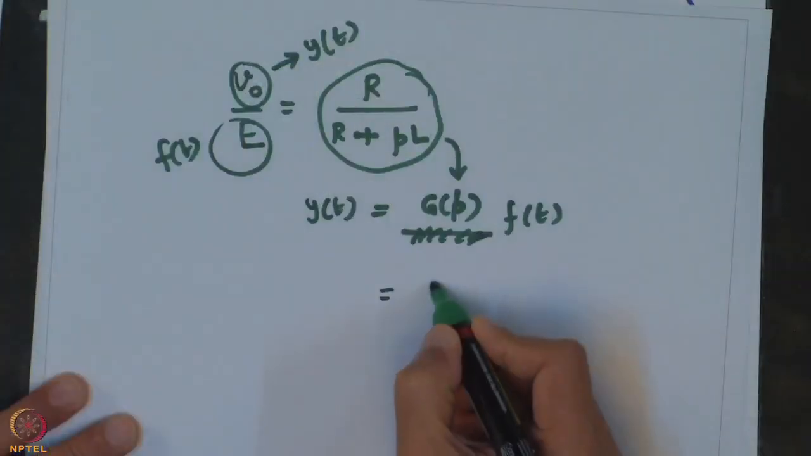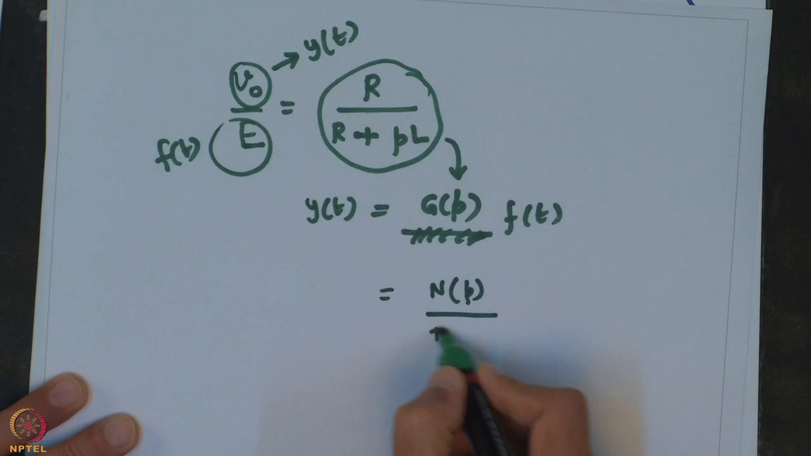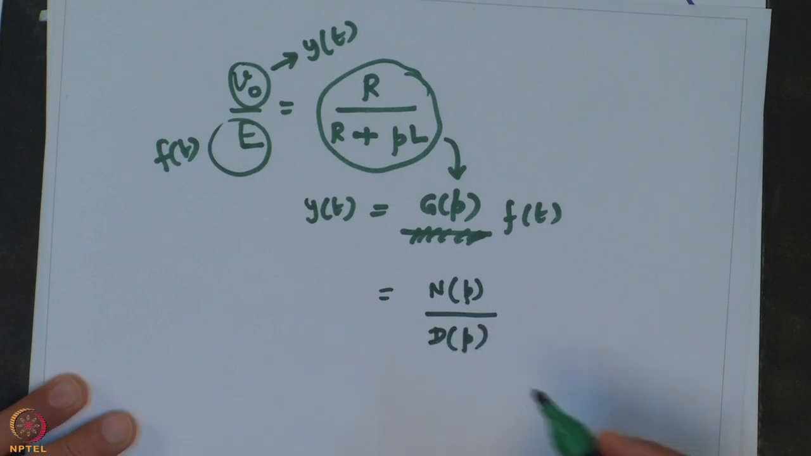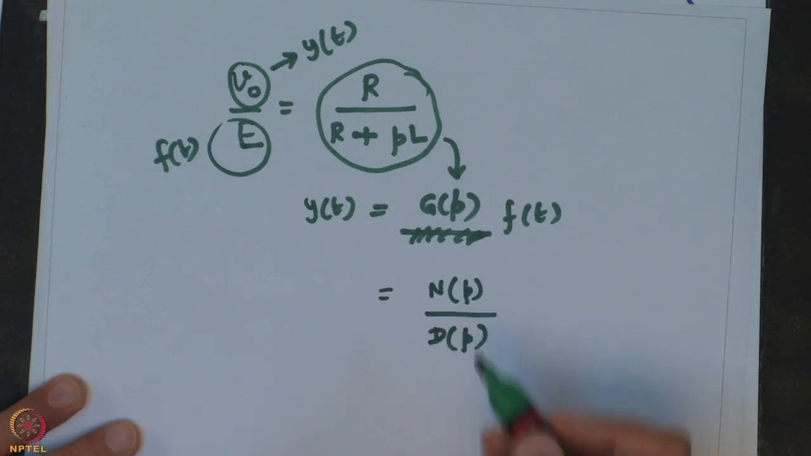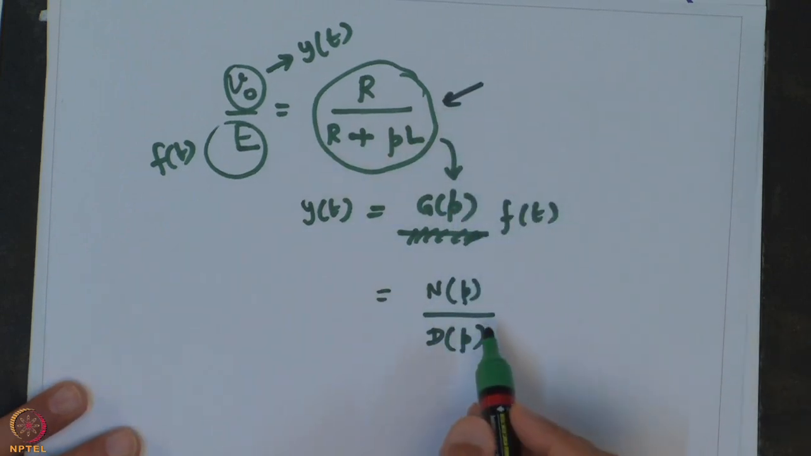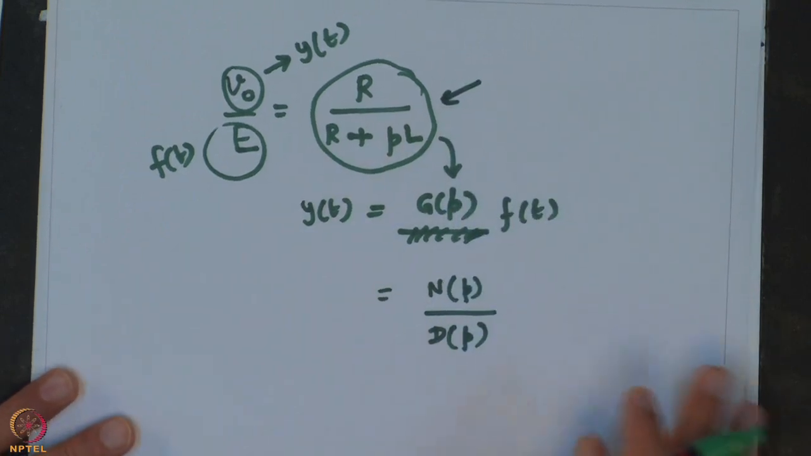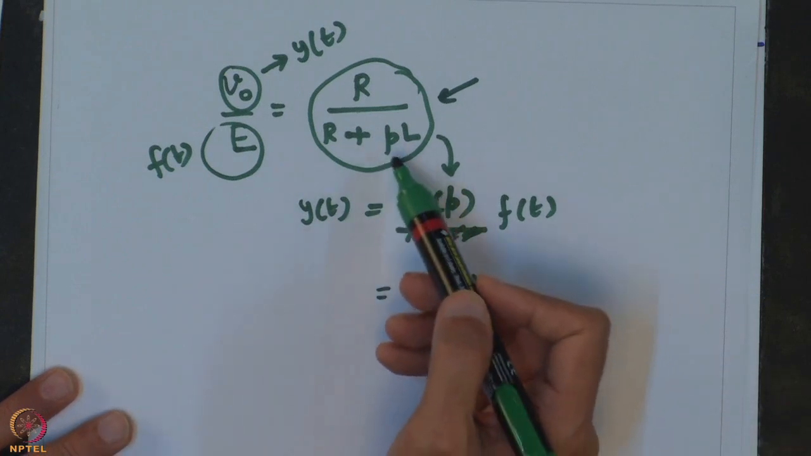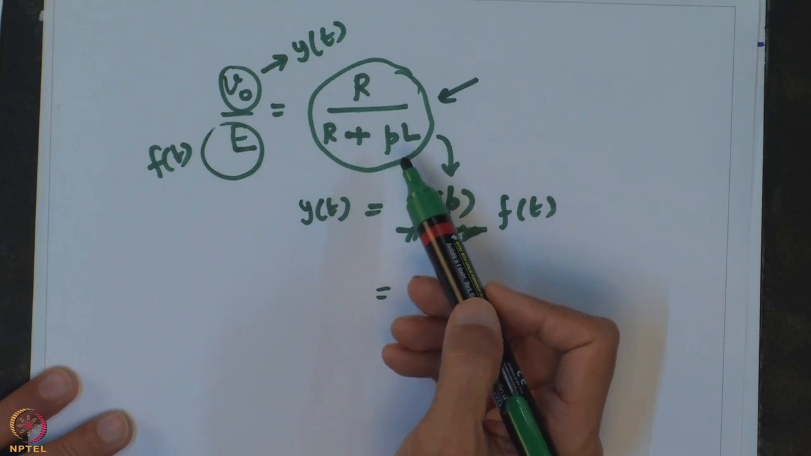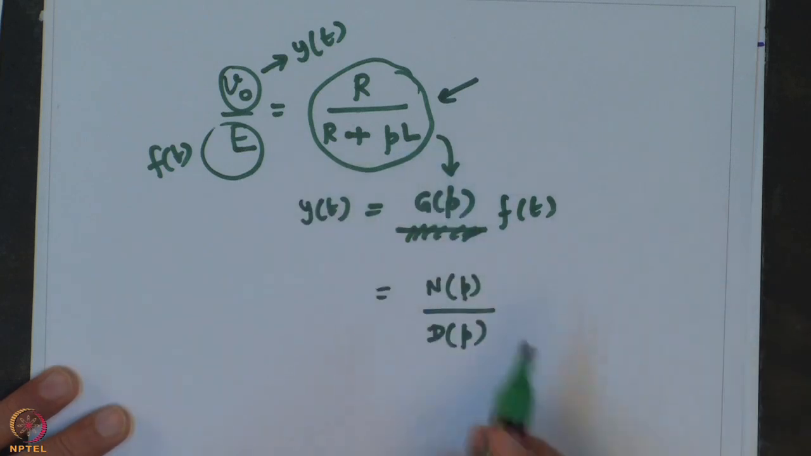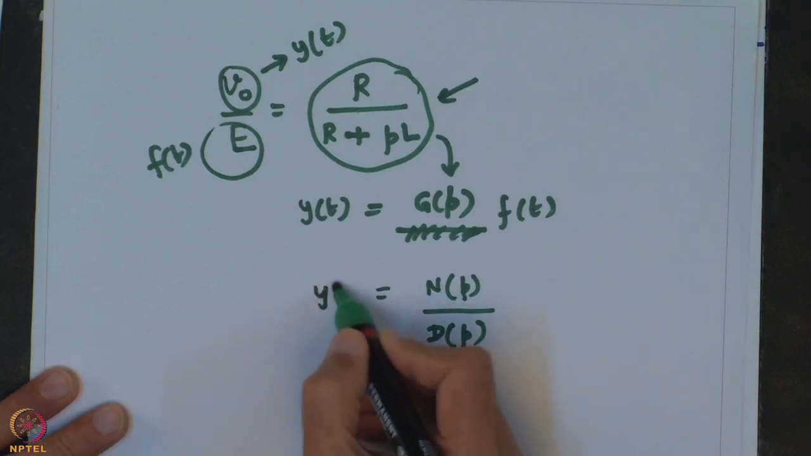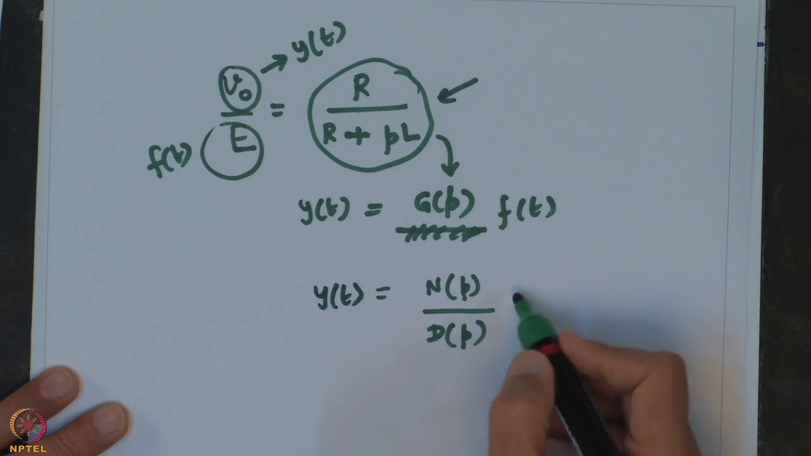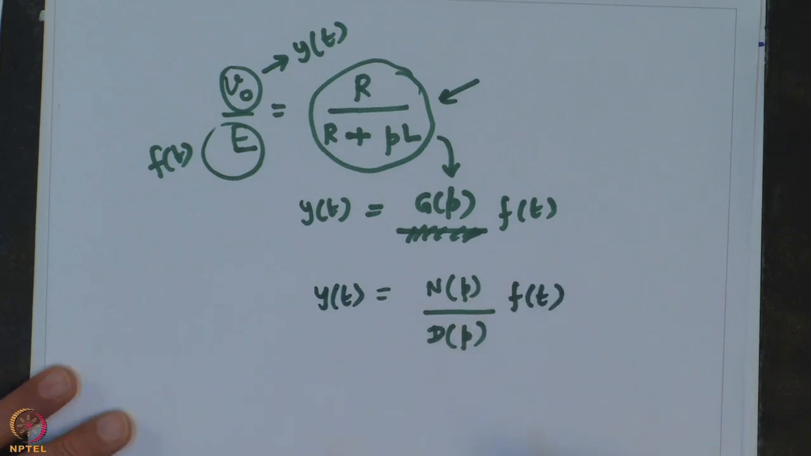Now G of p can be represented by N of p divided by D of p. These are two polynomials in p. So if we see this general network, which will obviously get more and more complex for more complex networks, which will not just be a simple first order system where p has only a power of 1, it may have many more. So it will be a general polynomial in p. So y of t can be written as N of p by D of p into f of t.